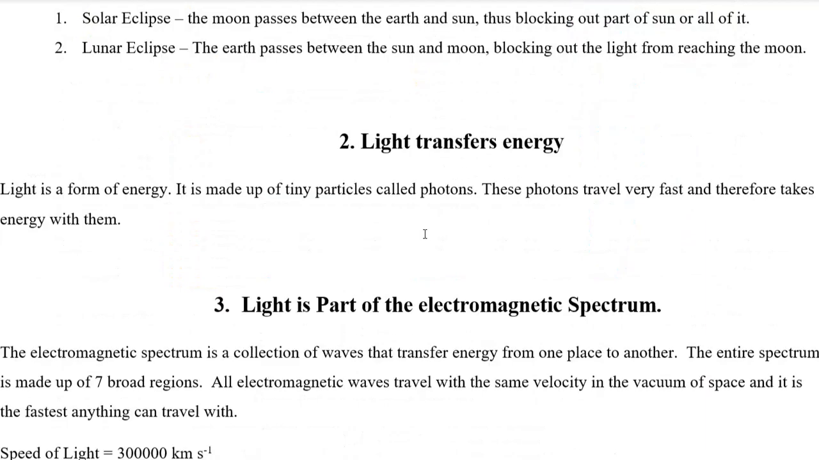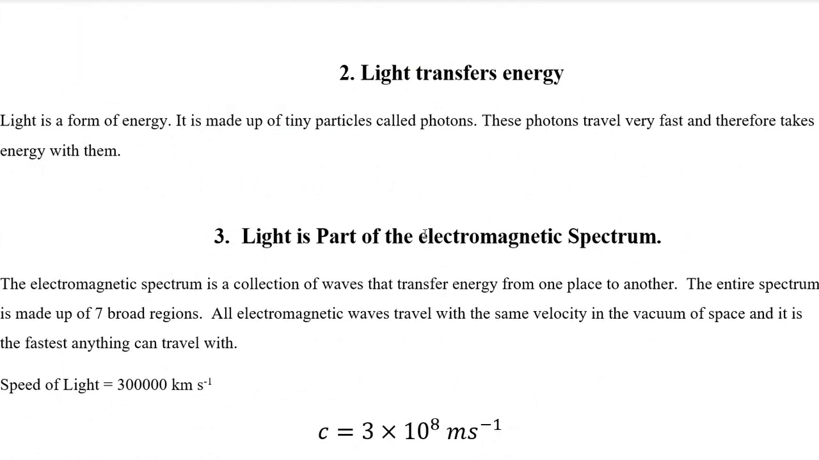So let's just continue down. Light transfers energy. Light is a form of energy, and it is made up of tiny particles called photons. These photons travel very fast and therefore take energy with them. We will look into how a moving object has energy when we start doing mechanics, and that will be next too. Light is part of the electromagnetic spectrum.